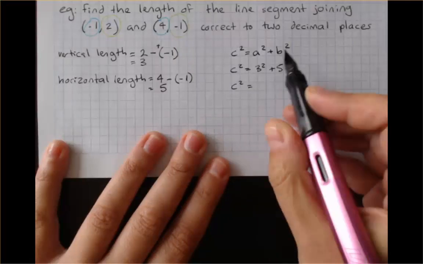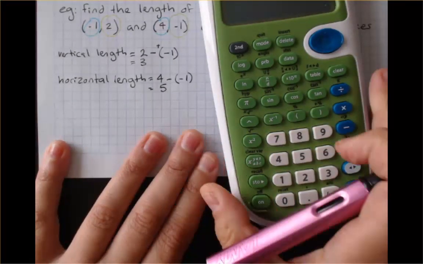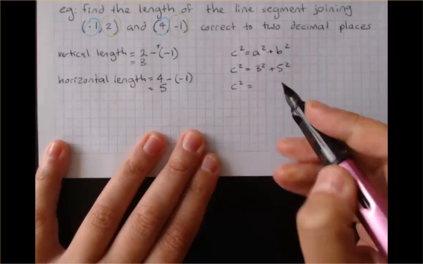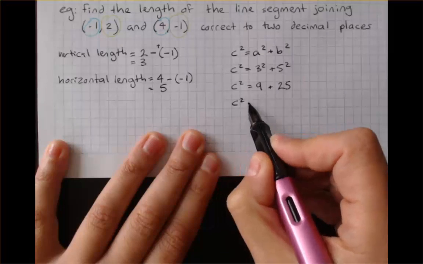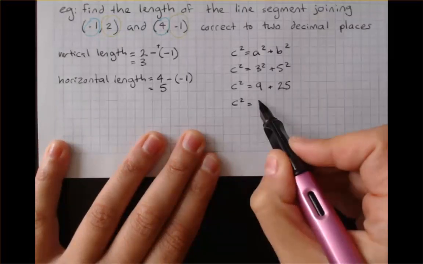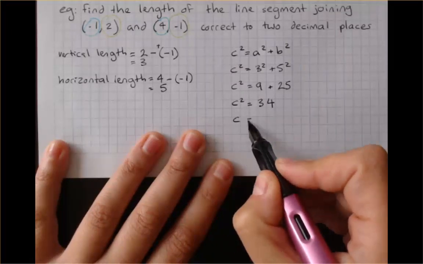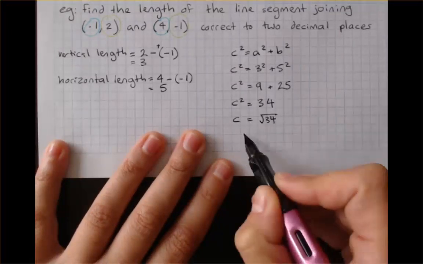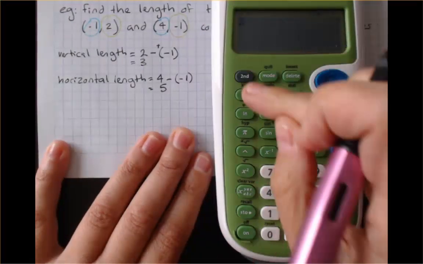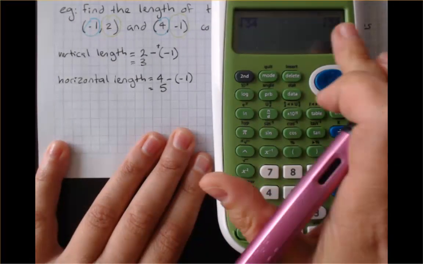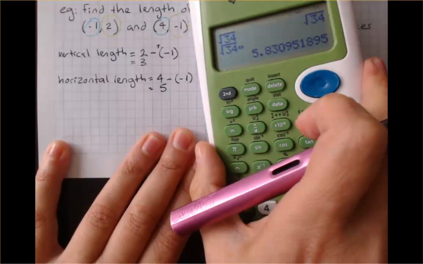Get our answer for C squared. 3 squared is 9. 5 squared is 25. Get our answer for C squared. 9 plus 25 is 34. When you've got your answer for C squared, C equals the square root of that. Square root of 34, double arrow key, 5.83.